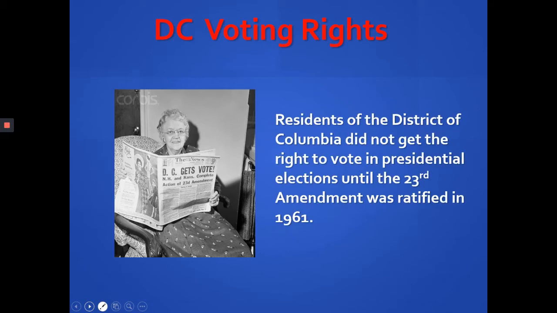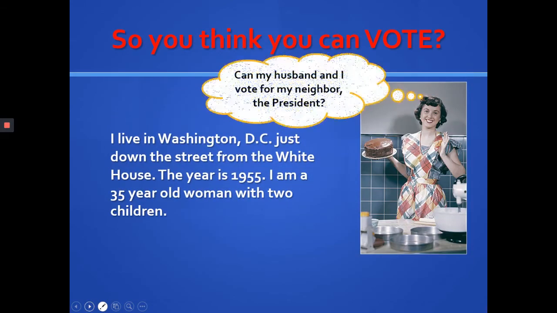The last group of people that we want to talk about are the folks that lived in Washington, D.C. So Washington, D.C. is known as the District of Columbia. It is not a state, so it was not guaranteed the same rights to vote as a state was. So they did not participate or gain the right to vote in a presidential election until the 23rd Amendment was ratified in 1961. So this was not that long ago.